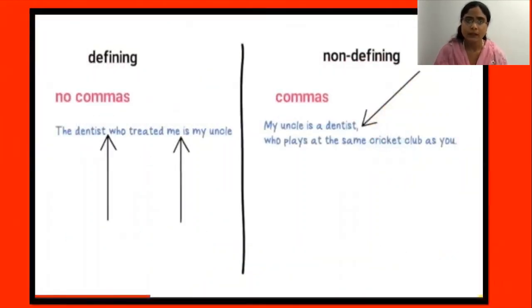As I said, in a defining relative clause, no comma is used. Here, if you see this sentence, there is no comma observed. Whereas in a non-defining relative clause, you see a comma. The relative clause is preceded and followed by a comma.